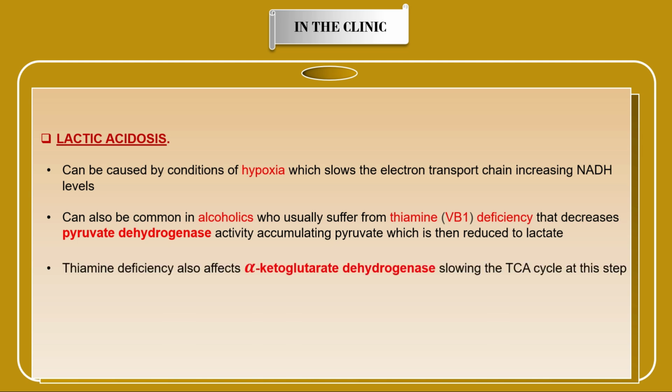Now, thiamine deficiency can also affect alpha-ketoglutarate because this alpha-ketoglutarate dehydrogenase enzyme, which is in the TCA cycle, also utilizes thiamine pyrophosphate as its cofactor.